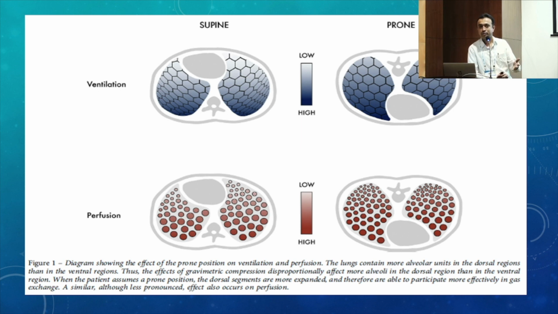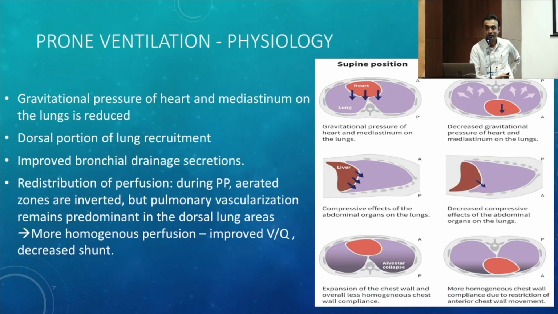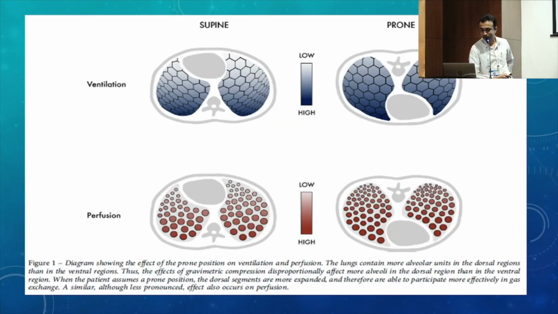Ventilation becomes better because of prone positioning, and the perfusion is already good in the dorsal region, so we have a better VQ, because of which there is improvement in oxygenation. Apart from that, there is better lung recruitment, and bronchial drainage is also better. You're putting the patient down, the endotracheal tube is in the gravity-dependent position, so it helps in the drainage of secretions. This is how prone ventilation helps in improving oxygenation and lung mechanics.